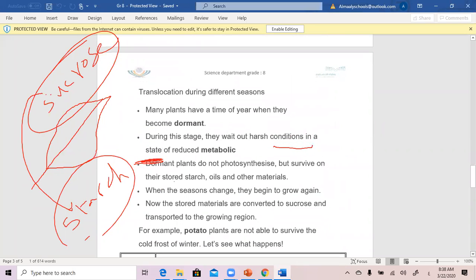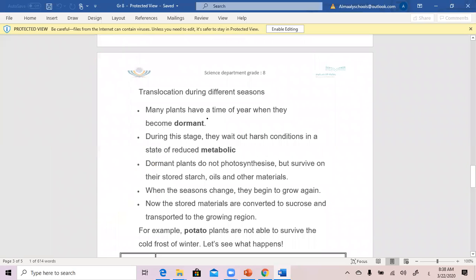Translocation during different seasons. Many plants have a time of year when they become dormant. During this stage, they wait out harsh conditions in a state of reduced metabolism. Dormant plants don't photosynthesize, but survive on their stored starch, oils, and other materials. When the season changes, they begin to grow again. Now, the stored materials are converted to sucrose and transported to the growing regions.